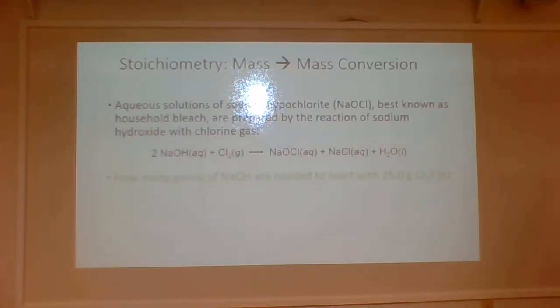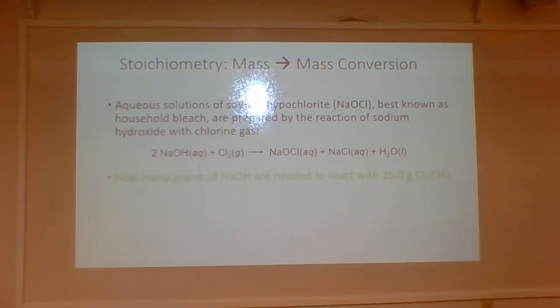So let's consider a problem where we are converting between the mass of one material into the mass of another material. Aqueous solutions of sodium hypochlorite, NaOCl, best known as household bleach, are prepared by the reaction of sodium hydroxide and chlorine gas. And so we have our chemical equation that has been provided for us here.